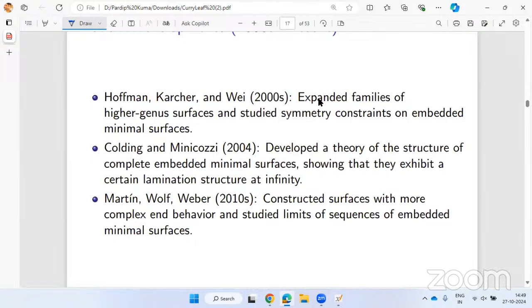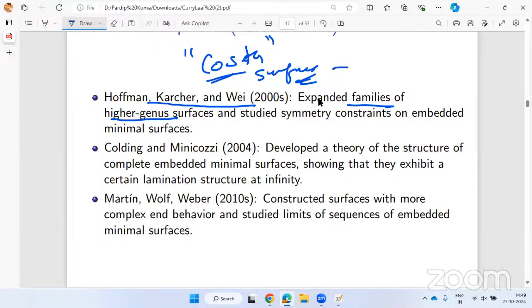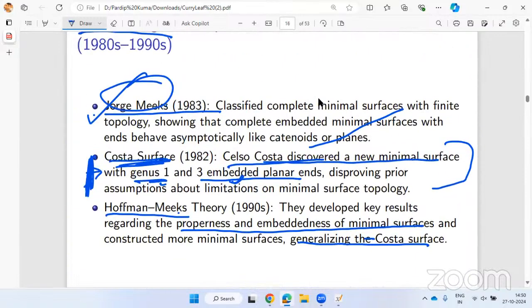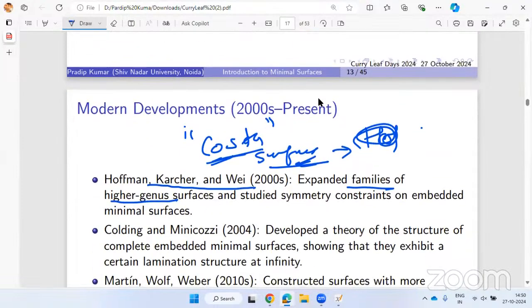Curvature in 2000 extended the family and has given some, but the method was this. The method is basically people give credit to Meeks and then Hermann Karcher. These people have given a method, and then that method helps us to expand the family and all those things.